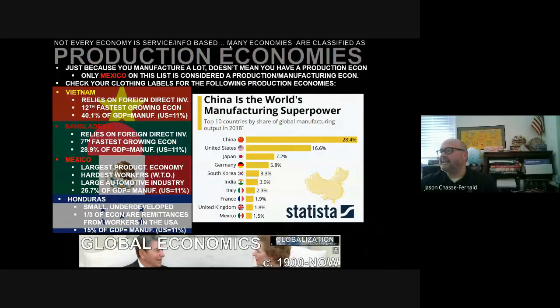Another category of analysis is production or manufacturing economies. And this is a good little preface: just because you manufacture a lot doesn't make you a production economy. Like the United States, we're one of the largest producers on planet Earth, but that is not a dominant share of our GDP. Vietnam, 40% of its GDP comes from production and manufacturing, whereas even though we produce a very large volume of goods, it only accounts for approximately 11% of our GDP.